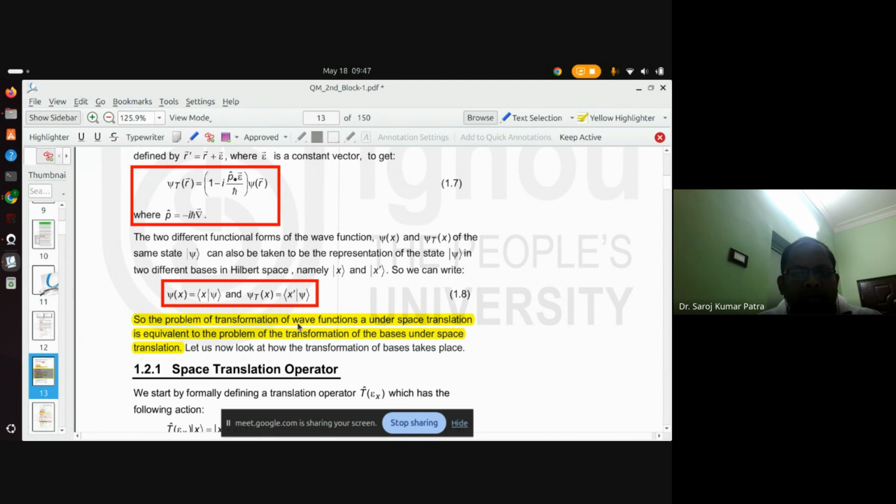So the problem of transformation of wave function under a space translation is equivalent to the problem of transformation of basis under translation. So let us try to understand this statement. The problem of transformation of wave functions under space translation, that is an active translation, is equivalent to the problem of transformation of basis, that means the reference frame, under space translation.